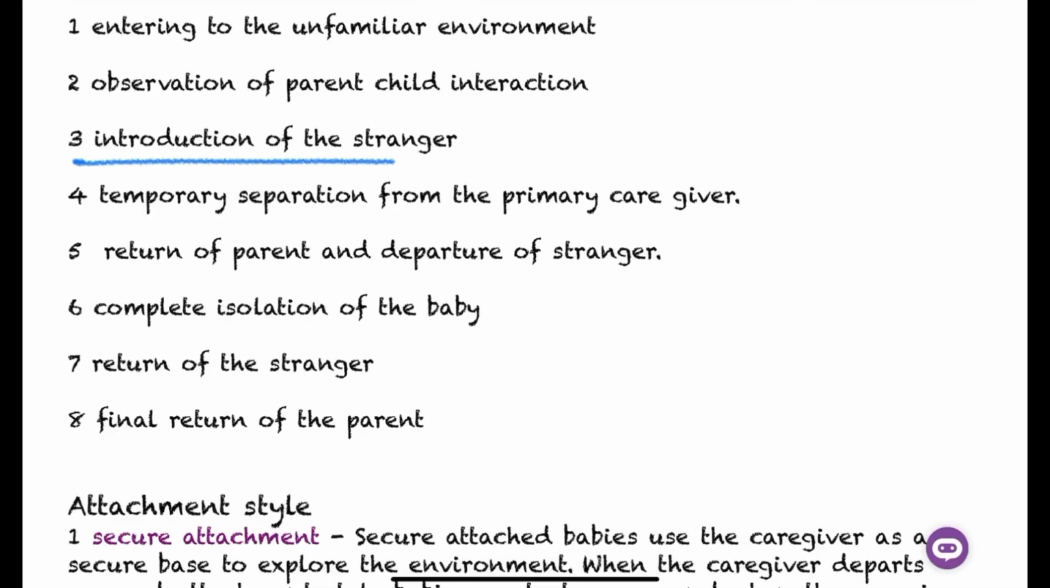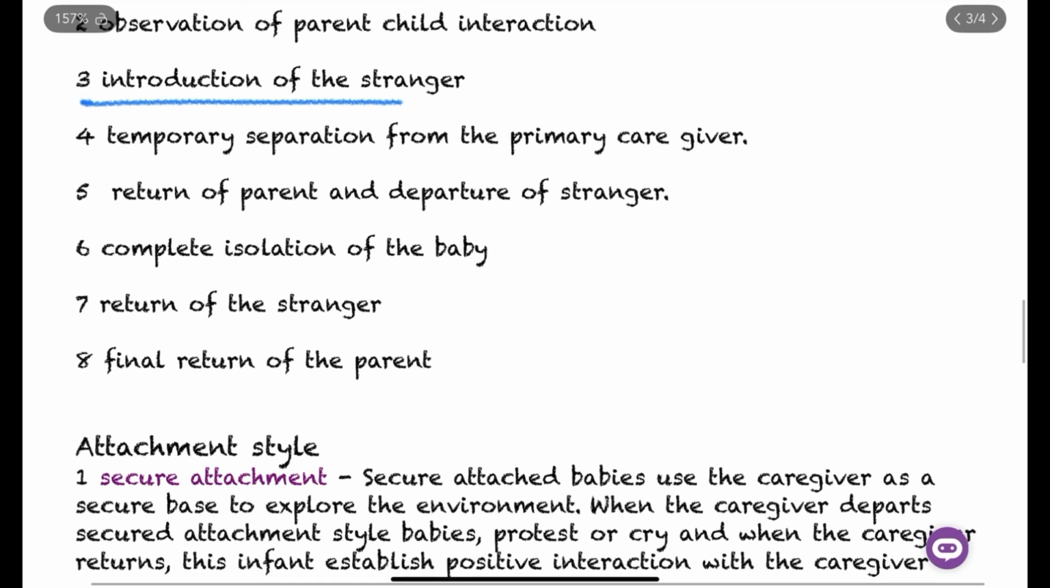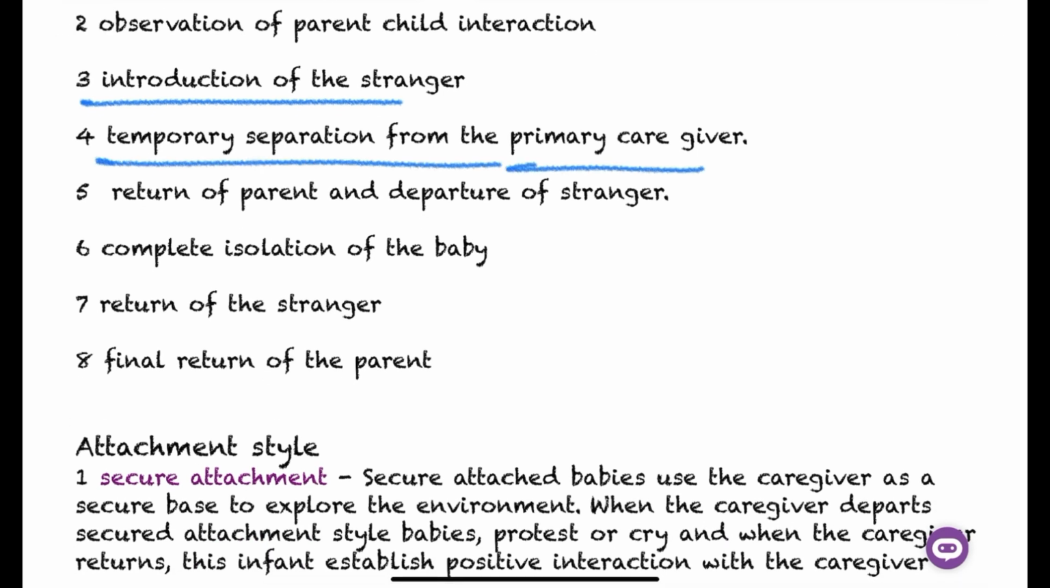So the third point is introduction of the stranger. A stranger first enters the room and shows a passive behavior to the baby, like gradually talking to the baby's parents or the primary caregiver. This step aims to observe the baby's response to the presence of an unknown person while the caregiver was still present in that room.